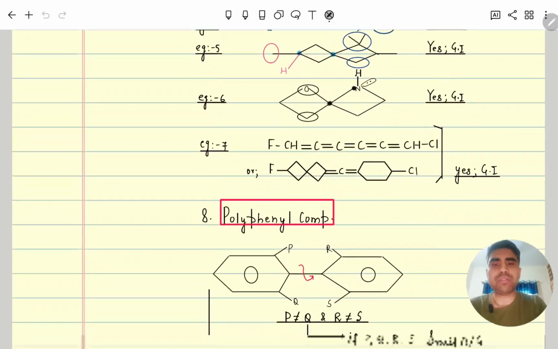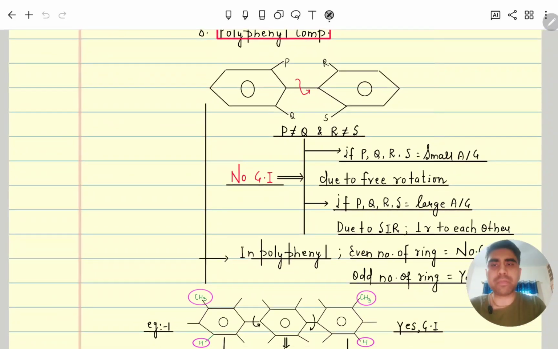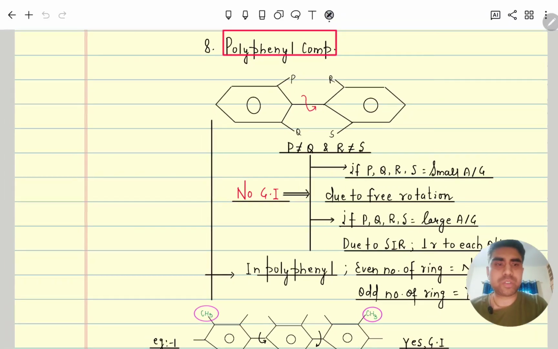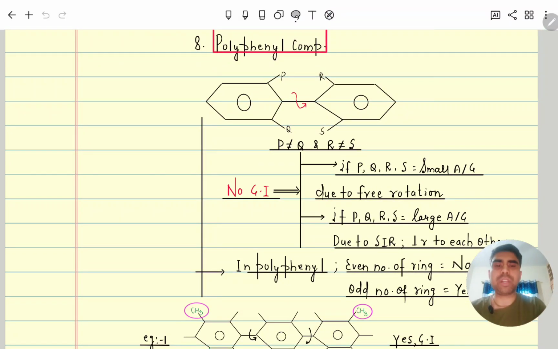Now coming to polyphenyl compounds. In polyphenyl compounds, you can see two phenyl groups, so it is called poly. When more than two are combined together, such a system is a poly compound, a polyphenyl compound.